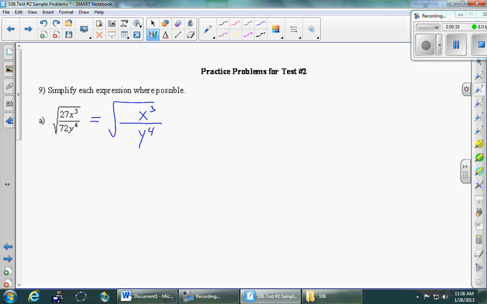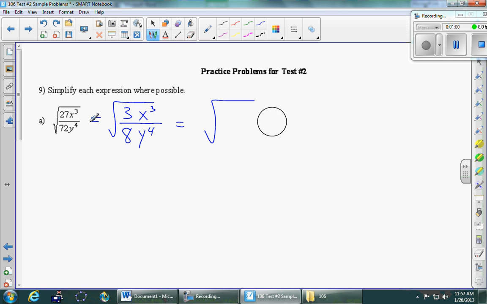So if you said 3 goes into both, that's correct. There's a bigger number that goes into both, and that's the one we're going to use. 9 goes into both of these numbers. 9 goes into 27 3 times, and 9 goes into 72 8 times. So however you get there, you should get down to 3/8. That's our reduced fraction.